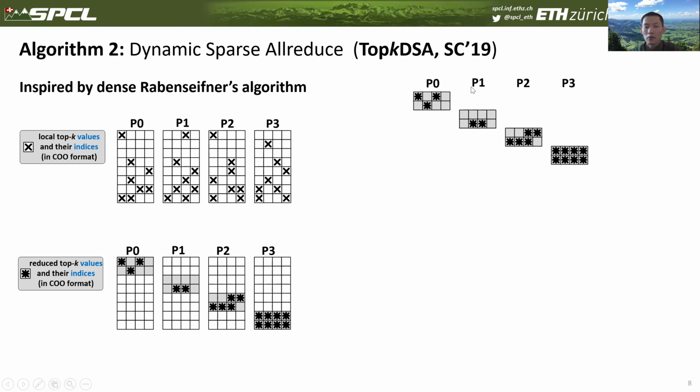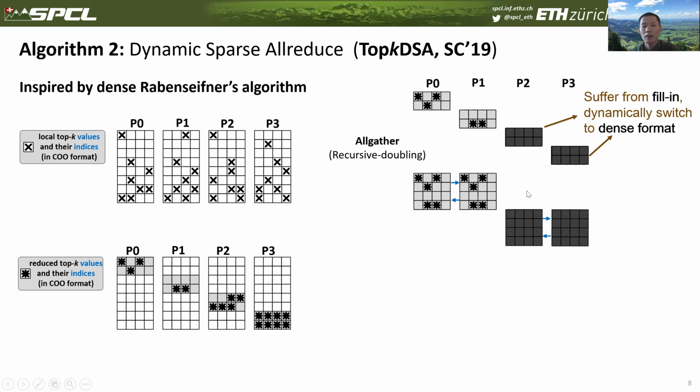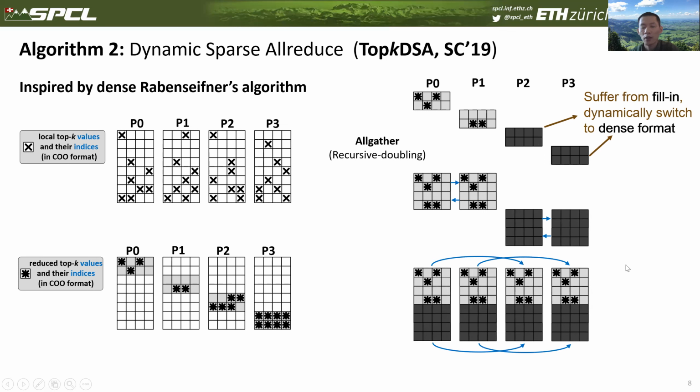So we can see the gradient region becomes denser after the reduction phase. This is because the distribution of the local TopK values is different among the workers. So we call this problem the fill-in issue. In this example, we can see for P2 and P3, more than half of the gradient values are non-zero. So this means that there will be no benefit to use the sparse format. Therefore, in TopK DSA, it will dynamically switch back to dense format. And after that, it will conduct all-gather using recursive doubling.